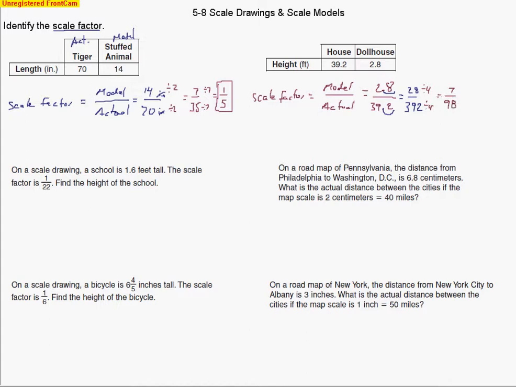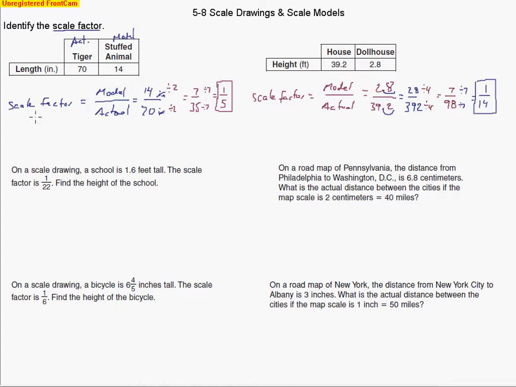There is one more number that we can divide these by, and that is 7. 7 is a prime number, and 7 does go into 98. So let's see how many times. 7 goes into 7 one time. 7 goes into 9 one time, with 2 left over. 7 goes into 28 4 times. So there it is, 1/14. That's the scale factor of this dollhouse to the actual house.